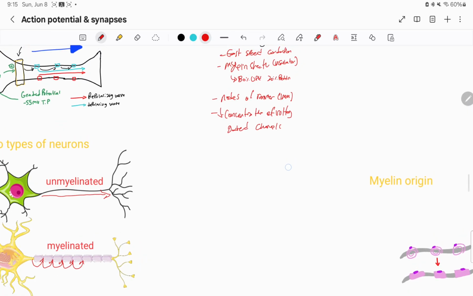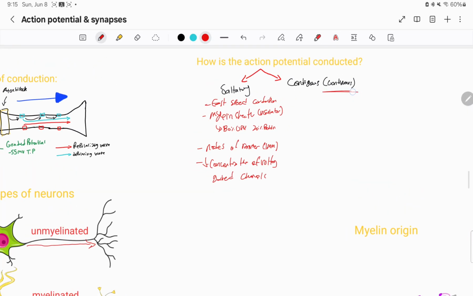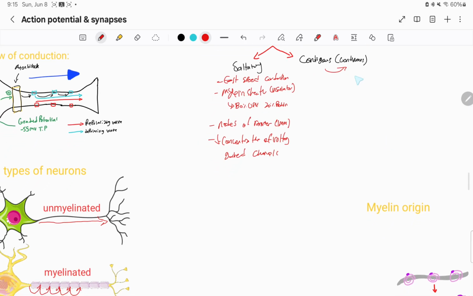Okay? That's how I like to remember that continuous, right? That contiguous has a continuous flow of the action potential, and it must mean that it is in an unmyelinated neuron. Okay? Because there's no myelin to get in the way and stop the flow of current from being continuous. Okay? That's how I remember it.